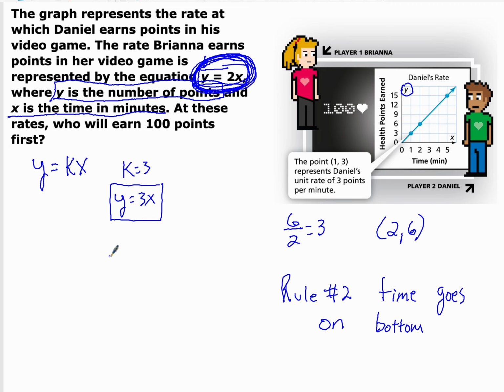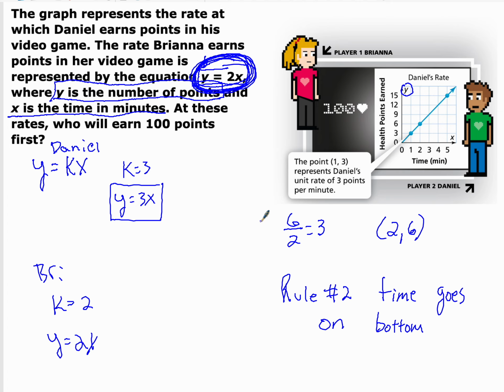All right. So for Brianna, that was fun. Daniel, this is all Daniel right here. His k value is 3. Brianna, her k value is 2. So y equals 2x. Which one of them is going to get to 100 points faster? Daniel. Why Daniel? Because he has 3. 3 what? 3 points per minute. So if he's getting more points every minute, he's going to get to 100 points faster.